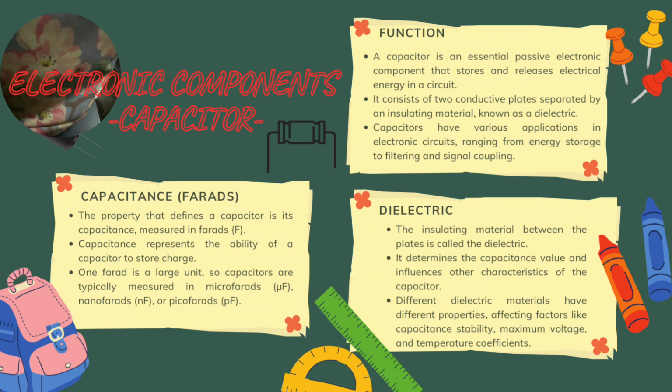The insulating material between the plates is called the dielectric. It determines the capacitor's value and influences other characteristics of the capacitor. Different dielectric materials have different properties, affecting factors like capacitor stability, maximum voltage, and temperature coefficients. The property that defines a capacitor is its capacitance, measured in farads, capital F. Capacitance represents the ability of a capacitor to store charge. One farad is a large unit, so capacitors are typically measured in microfarads, nanofarads, or picofarads.